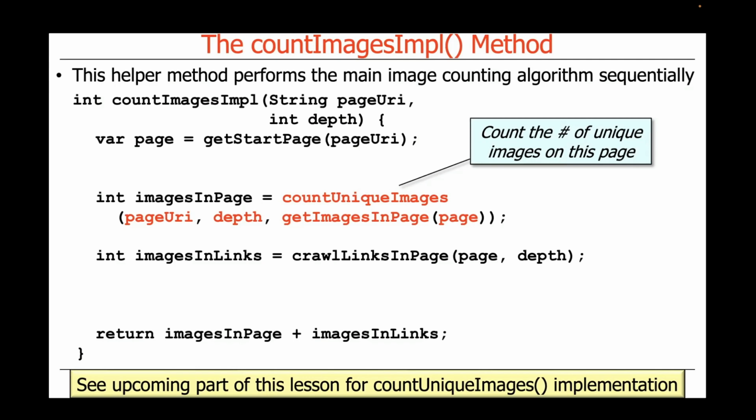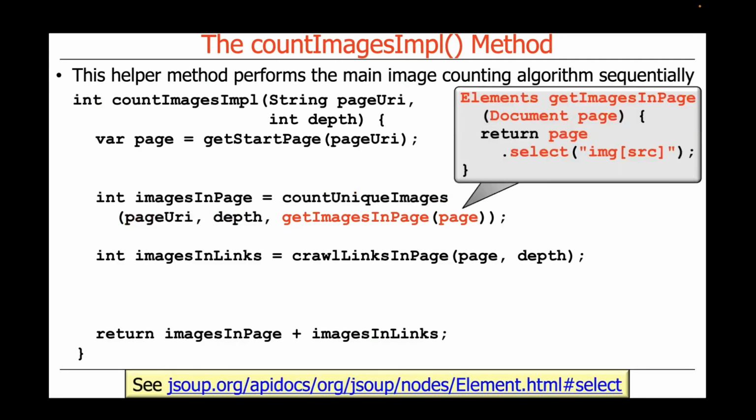As the name suggests, countUniqueImages will count the number of unique images on this page. You can see here it's going to call a method called getImagesInPage, and getImagesInPage is going to use another JSoup feature, which is going to select all the images on a page and return them as a data structure called Elements, which is essentially a type of Java collection. So we're going to get back a collection of these items. And then countUniqueImages is going to do some magic to extract that count in a unique way.